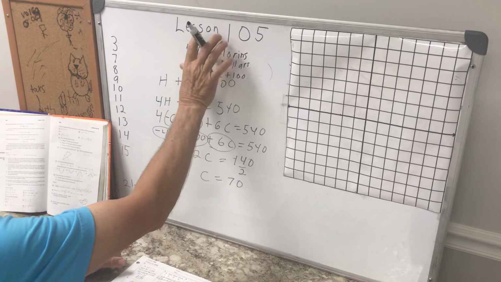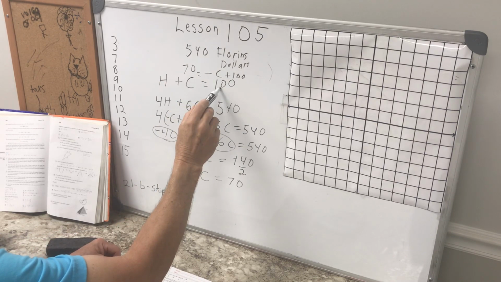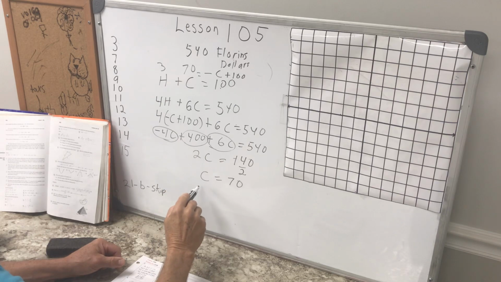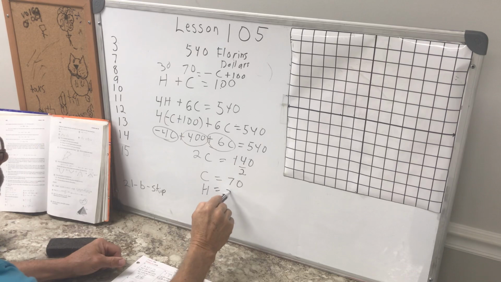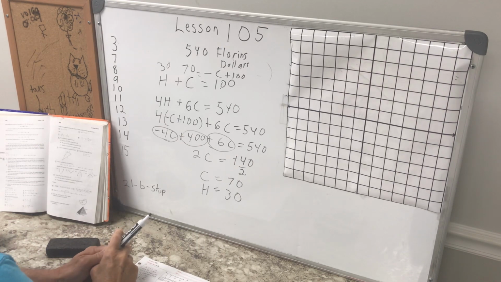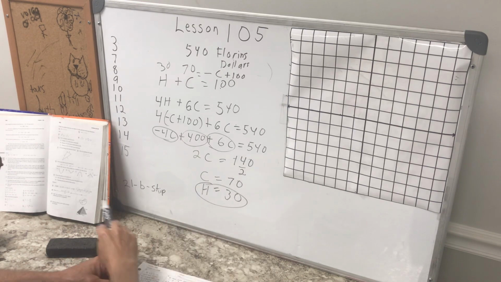Then we go back up here, where C equals 70, and the total of them equals 100. That means that the H, or the helmets, equal 30. What are they asking for? On number 3, they say, how many helmets did he buy? He bought 30 helmets.